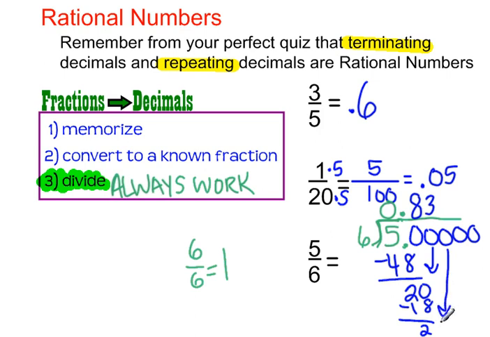I bring, wait a minute, this is the same thing I got last time. At this point, I can see that this answer is going to have a repeating decimal in it. I'm going to keep getting the number 3 over and over and over again. So my answer to 5/6 is 0.83 repeating. Please notice that the line is only over the 3. The 3 repeats, but the 8 does not.